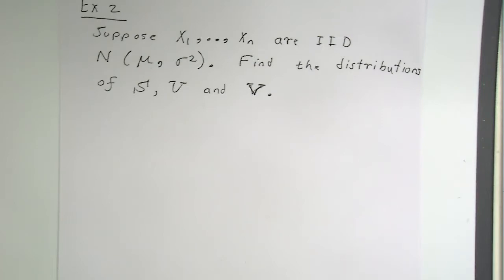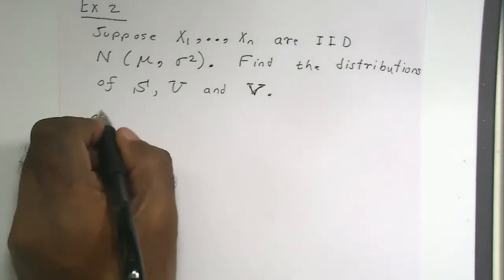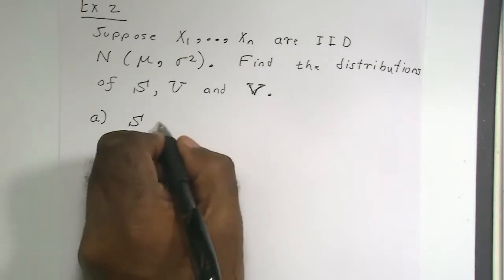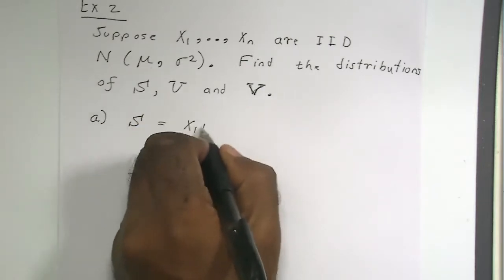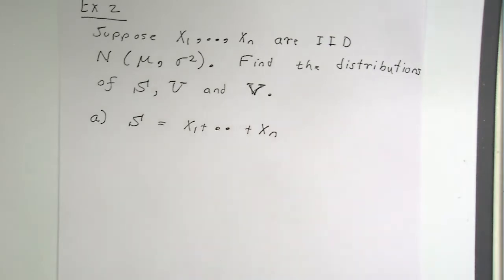So let's start with S, for example, which is part A. What is the distribution of S? S is the sum of x1 up to xn, the total portfolio loss.